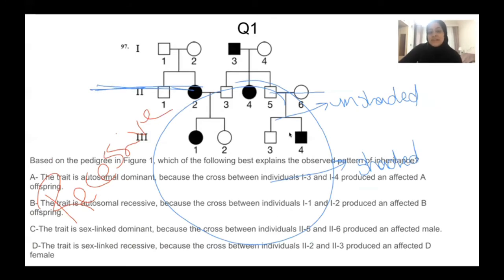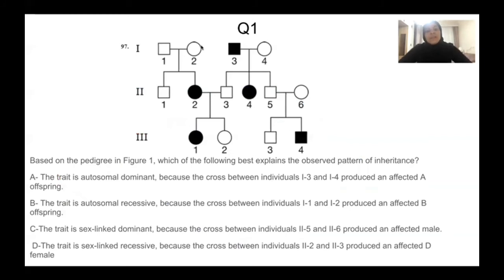Okay, let's solve the first question. As we said before, in this pedigree, this trait is a recessive trait. So let's answer the question based on the pedigree in figure 1. Which of the following best explains the observed pattern of inheritance? A, the trait is autosomal dominant. No. The trait is autosomal recessive. Yes, maybe. The trait is sex-linked dominant. No, we didn't take sex-linked at all. The trait is sex-linked recessive. No.